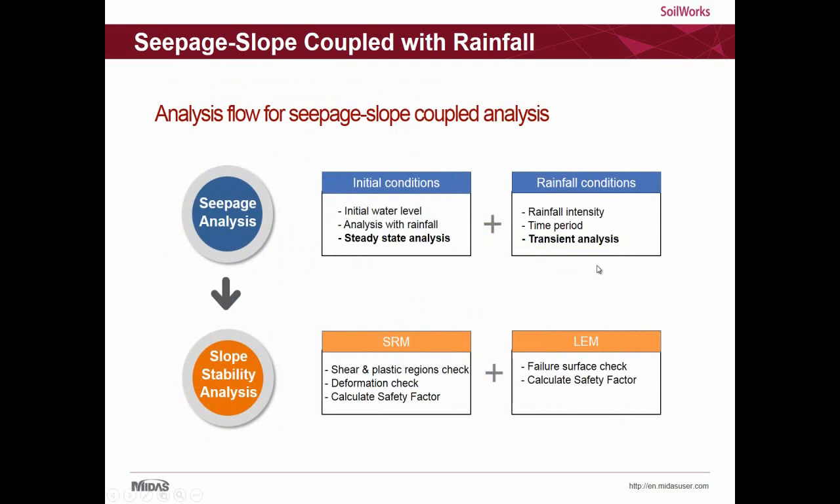So the analysis flow for seepage-slope coupled analysis is as shown here. You perform seepage analysis including steady state and transient state. Take the results to perform the slope stability analysis, in which you can get the deformations and factor of safety by SRM. Not only that, but you can also perform stability analysis by LEM considering the pore water pressure taken from the seepage analysis. Now that's something very new.